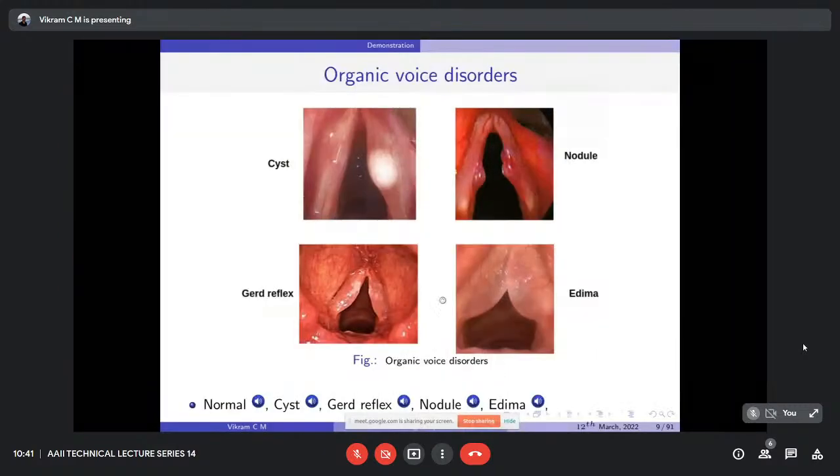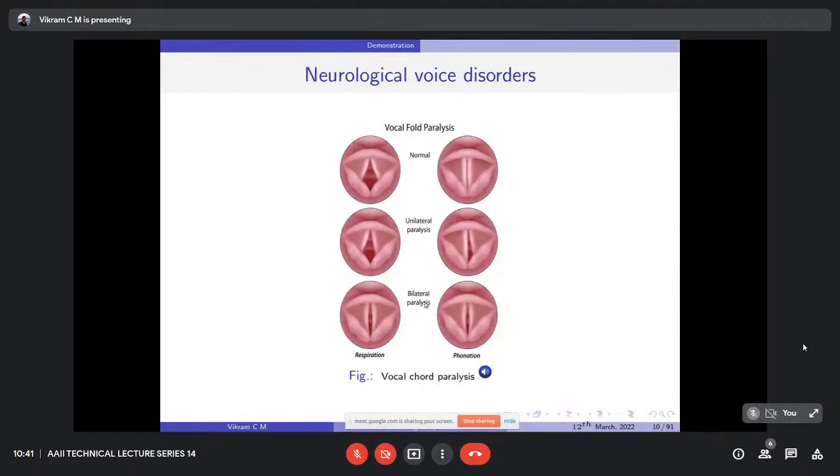Sorry. Say we noticed that there is some difference in the two different speech samples. Say one more example is vocal fold paralysis. Here one vocal fold is vibrating, and the other is paralyzed. Here also we can notice some change in the speech signal.